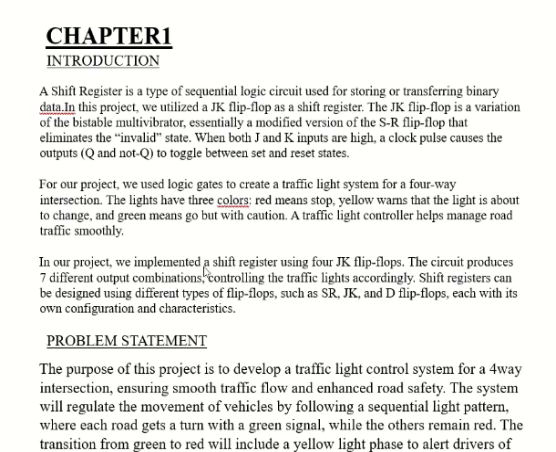In our project, we implemented a shift register using 4 JK flip-flops. The circuit produces 7 different output combinations, controlling the traffic light accordingly. Shift registers can be designed using different types of flip-flops such as SR, JK, and D flip-flops, each with its own configuration and characteristic.